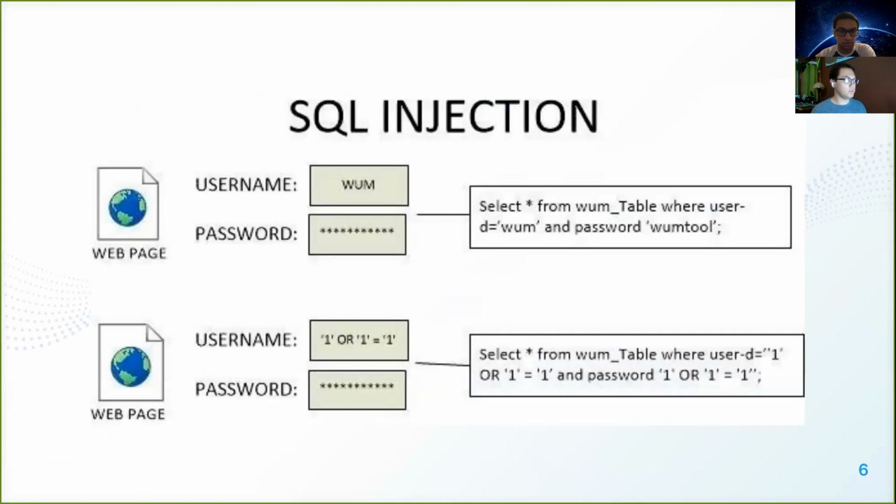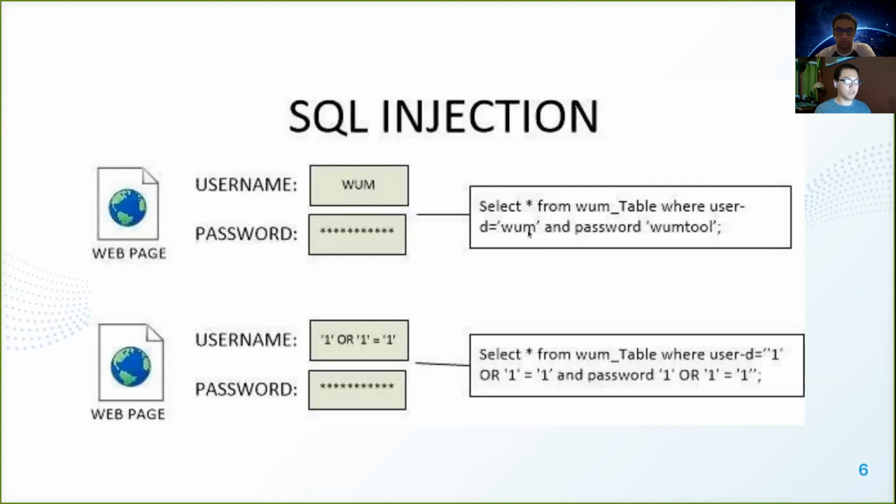So this is the basic idea of what a SQL injection looks like. Say you're on a login screen for a web page, you have your username and your password, and when someone puts in WUM and their password here, this SQL query is going to say select from WUM table. That would be the name of the database, where user equals that and password equals that. And that would be a typical SQL query, something that someone logging in to a website would normally put.